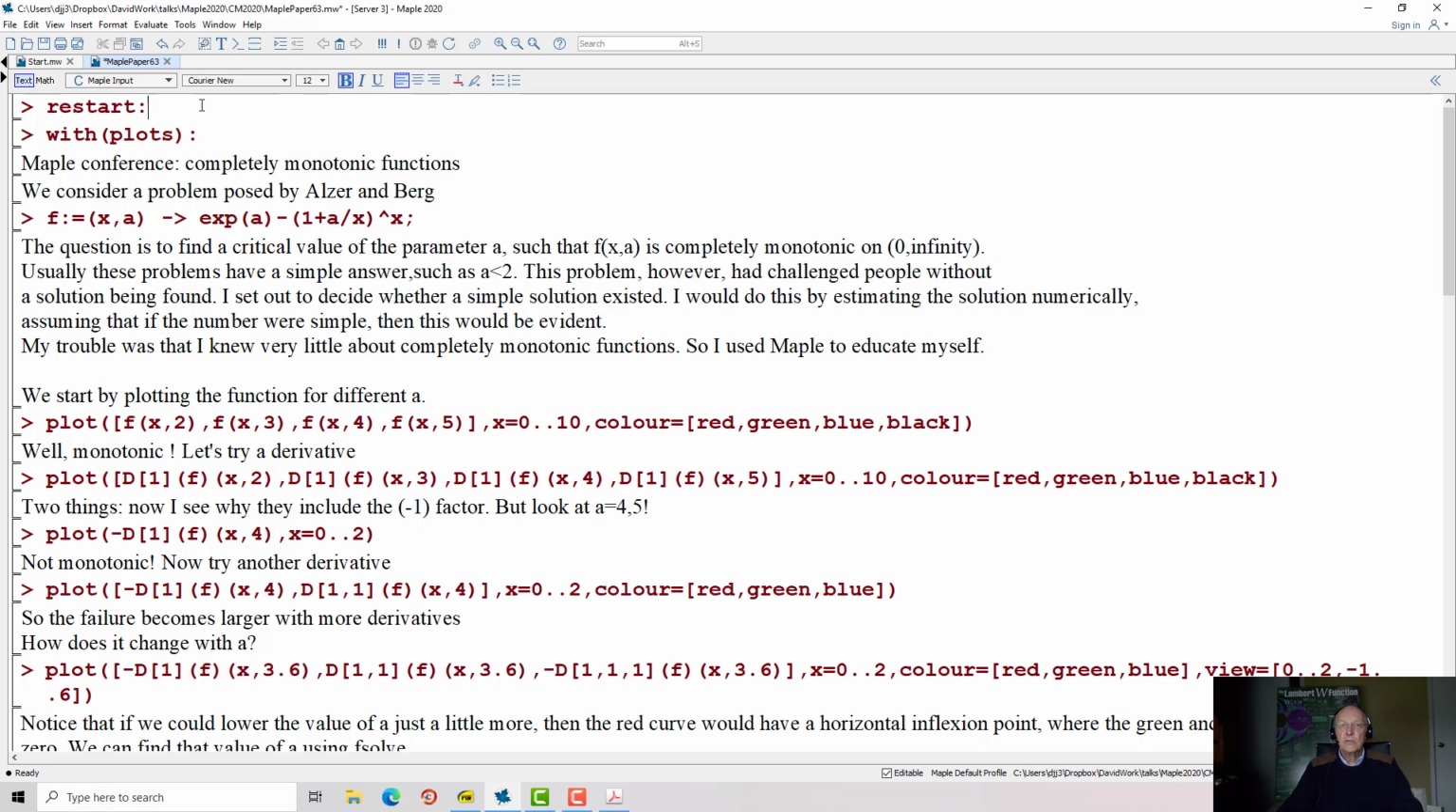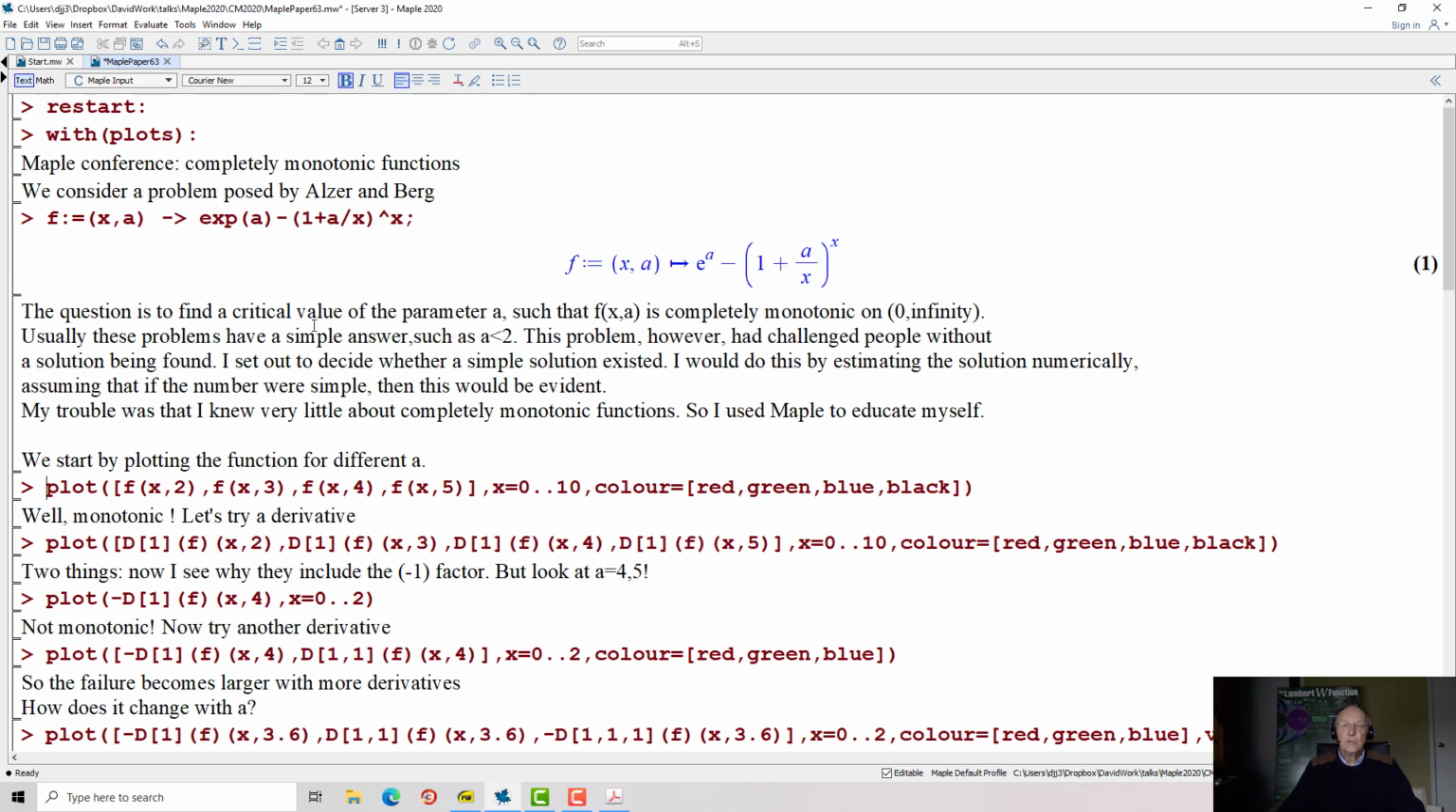What I'm going to show you is exactly the path I took to learn about this problem and make some progress on it. So we start off. Now the first point is that I actually knew very little about completely monotonic functions when I took this problem up. So my first task was to teach myself about completely monotonic functions so that I could get some idea of how to tackle this question.